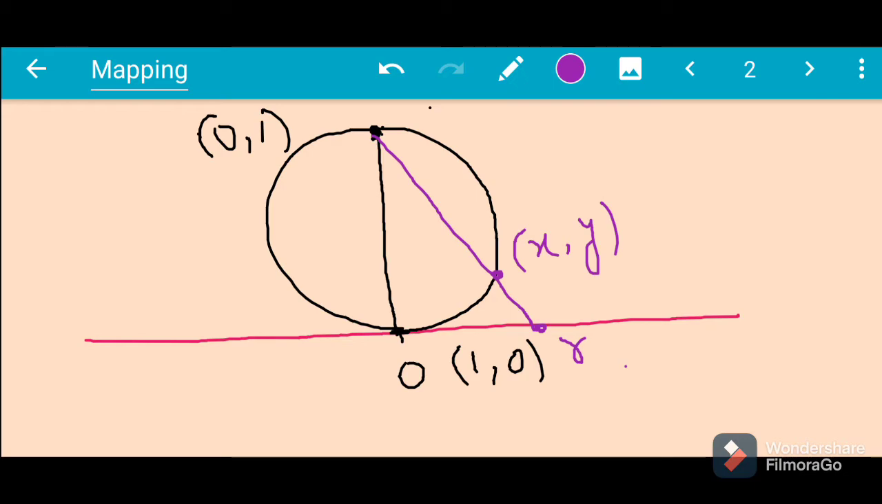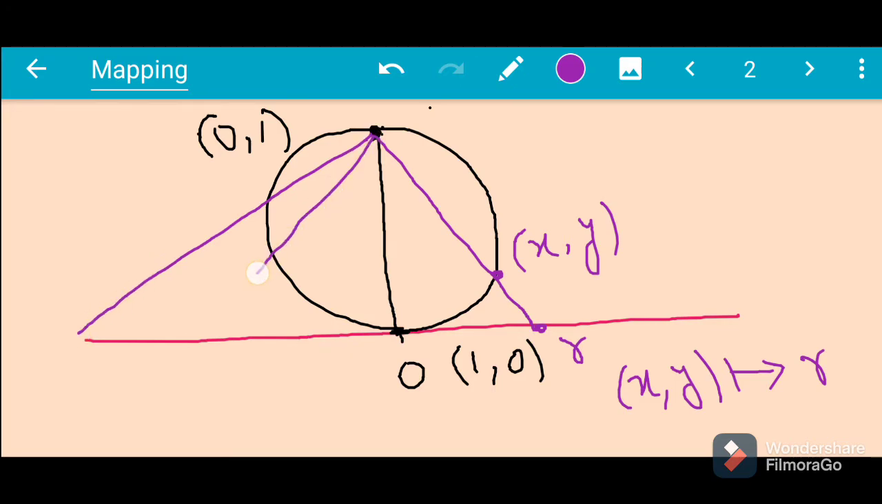I hope you got the point. This point is r and this point is (x, y). So I map this point (x, y) to r. Now interestingly, you can see whatever secant you draw, you will end up with a single point from the circle and a single point in the real line. You can draw infinitely many such secants and this will happen. You can do it in both the sections.